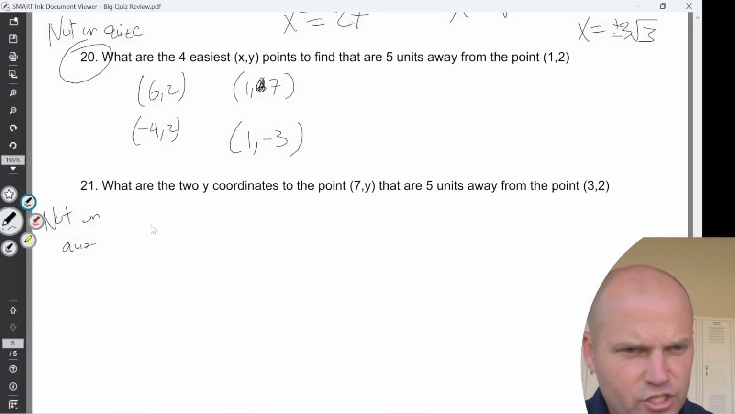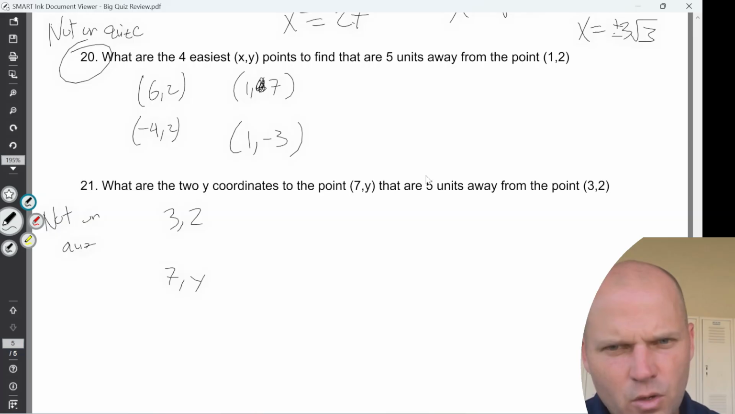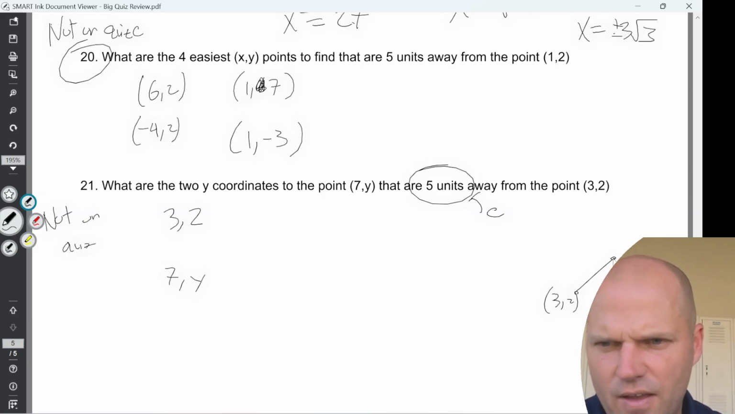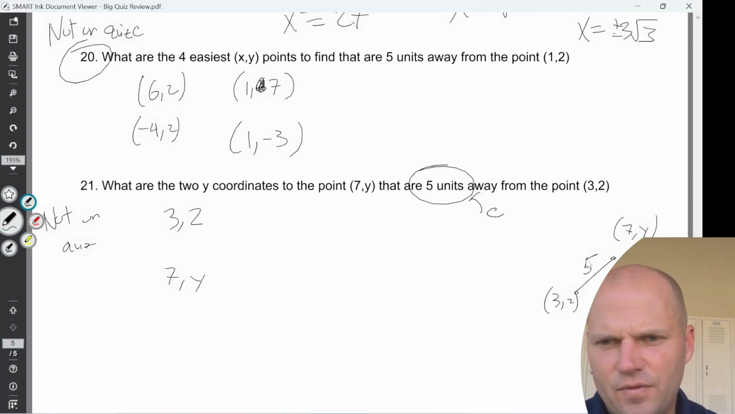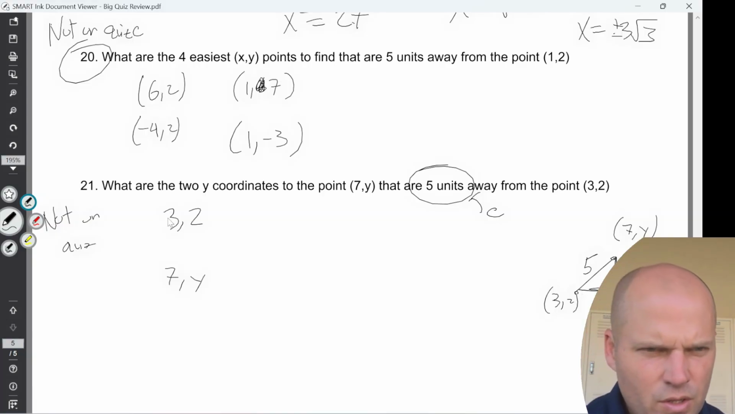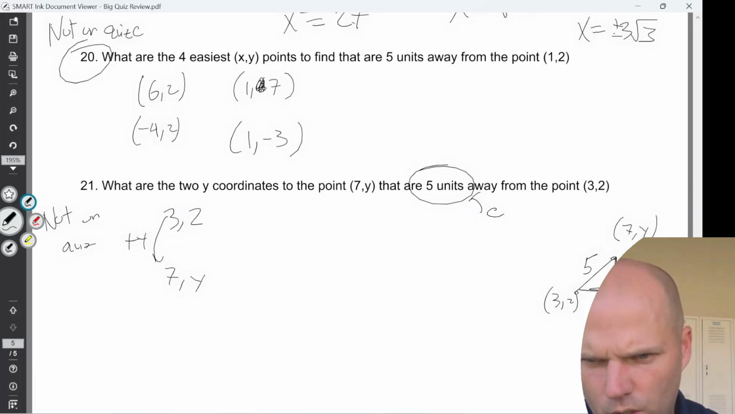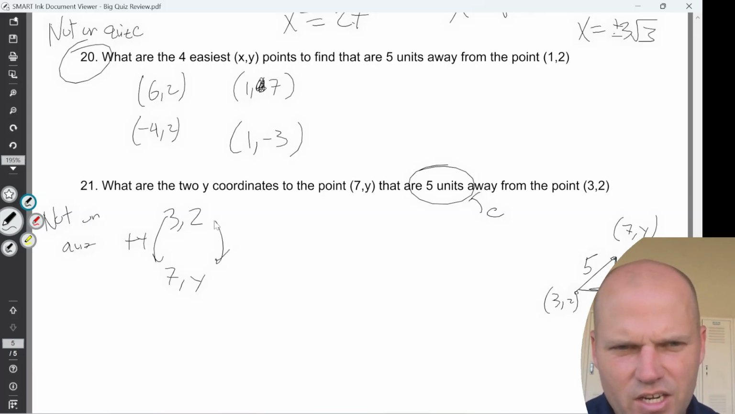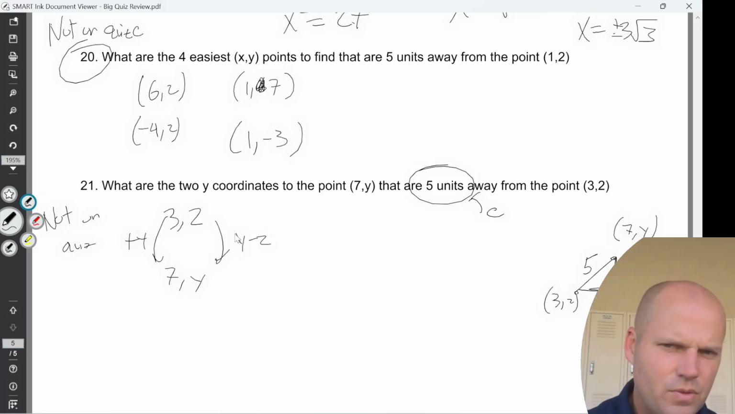And if you were to do question number 21, you'd have the point (3, 2) and the point (7, y). We have 5 units away. That's our c value. I'm giving you the c. The x changes plus 4, but the y change is y minus 2.